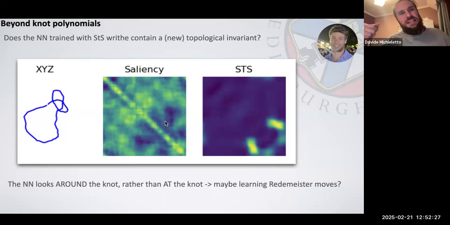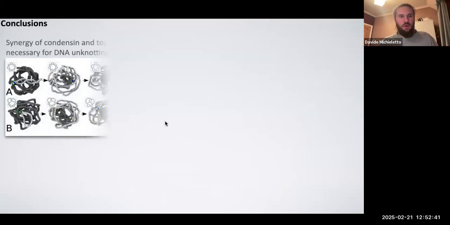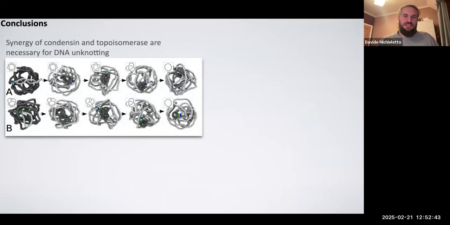So sort of saying, is there any twist that I cannot remove outside this knot? This is a little bit speculative at this point, but this is where we're at. Conclusions: synergy of condensin and topoisomerase is necessary for DNA unknotting.